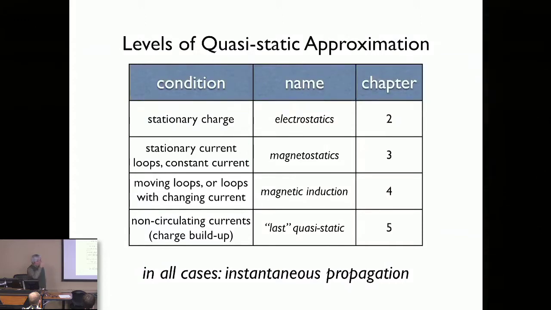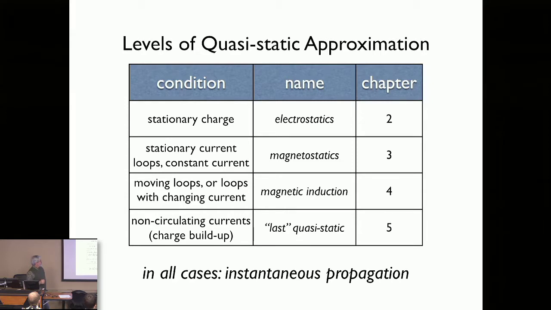All right, so this is a kind of roadmap of partly where we've been and where we're going. So we've covered chapters 2 and 3 so far, electrostatics and magnetostatics. We're going on to chapters 4 and 5 next. And I want you to see the logical progression of this because it really does make a lot of sense the way he's structured this.